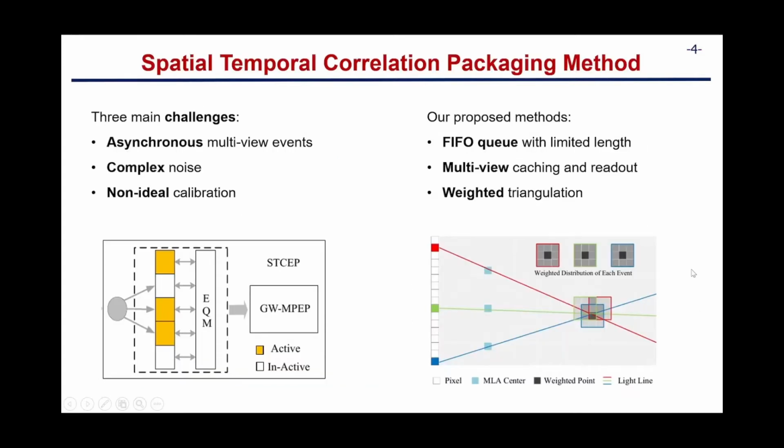There are 3 main changes to lift multi-view events. For noise and unsynchronized outputs, we designed EQM to manage the input events. Each microlens corresponds to a separate buffer and is marked as active when events are stored. If the number of active buffers in the neighborhood of the latest event reach a threshold, all events in the neighborhood are read out and proceed at the same time in GWMPEP, which can reduce the effect of calibration errors and pack events from the same point with the weighted triangulation.